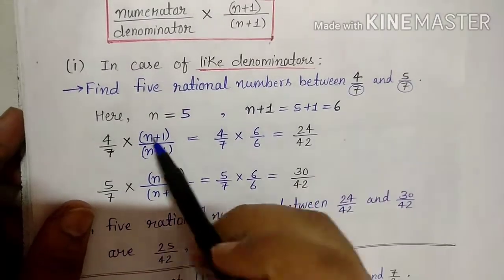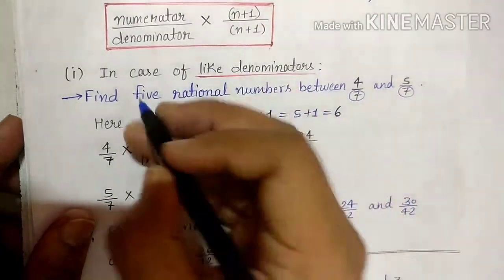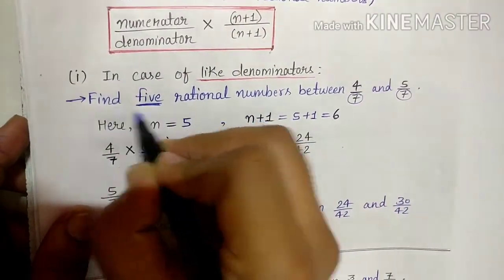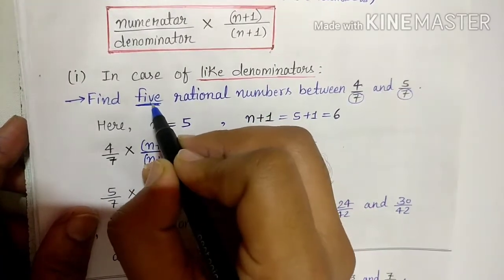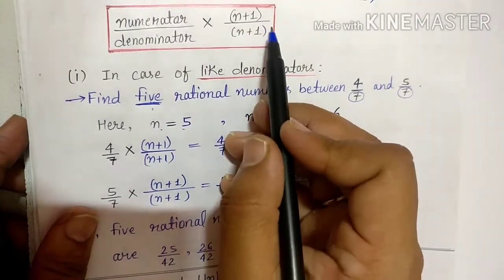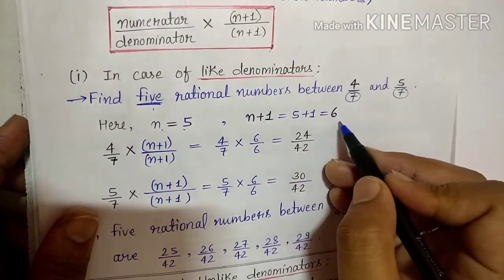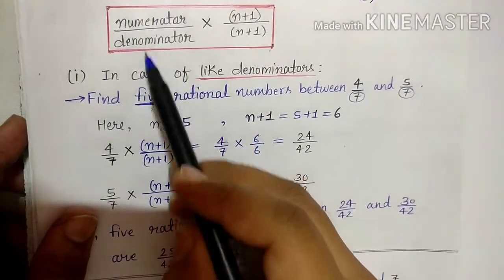Okay, so what is n here, the one you are confused about? N means how many numbers they have asked us to find. They ask how many numbers we have to find? 5. So n equals 5. So what is n plus 1? It means 5 plus 1, so 5 plus 1 equals 6. So n plus 1 equals 6. Now we have to put the formula, numerator upon denominator.